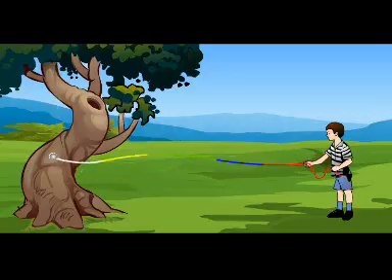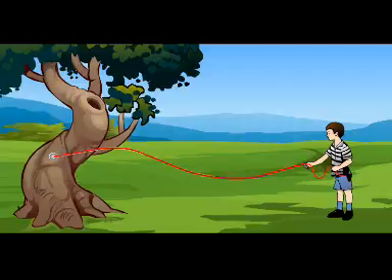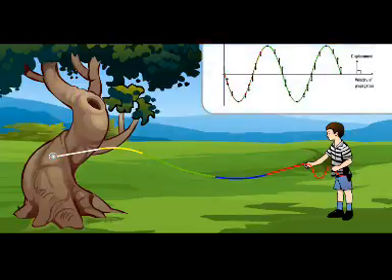The wave produced in the rope is a transverse wave. In a transverse wave, the motion of the individual particles of the medium is in a direction perpendicular to the direction of the propagation of the wave.